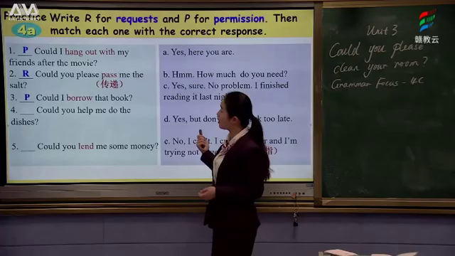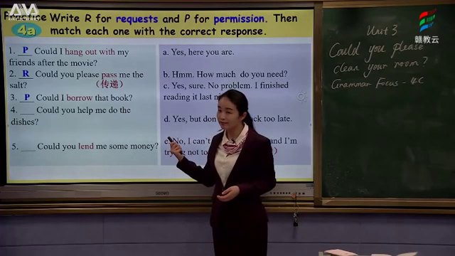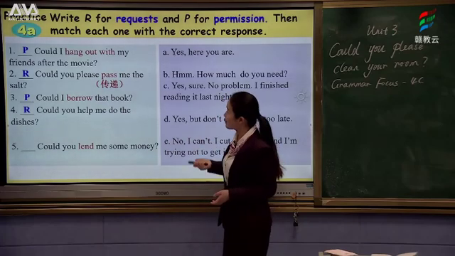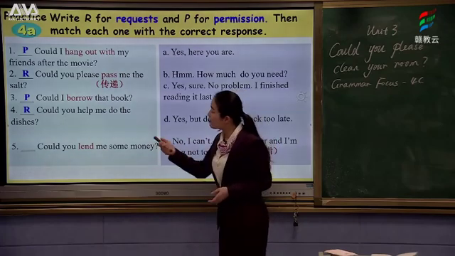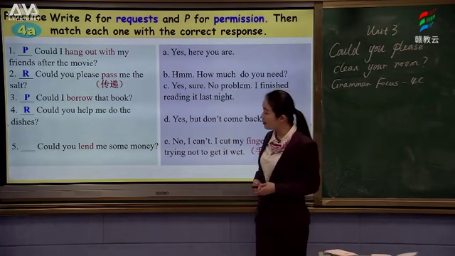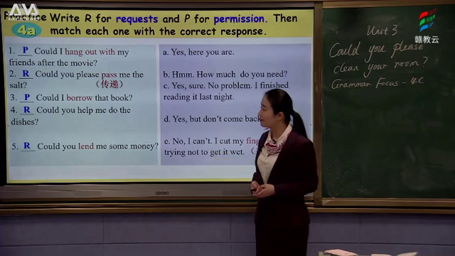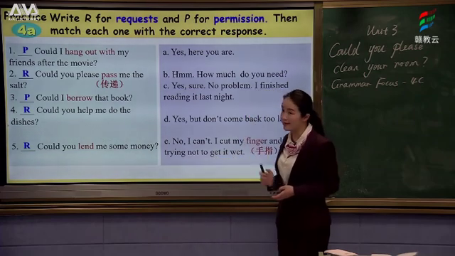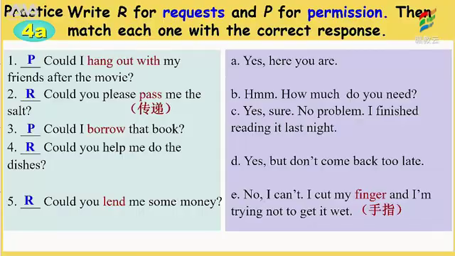Could you help me do the dishes? Yes. It is for making requests. Number 5. Could you lend me some money? Yes. It is also used to make requests. Now, let's match each one with the correct response.